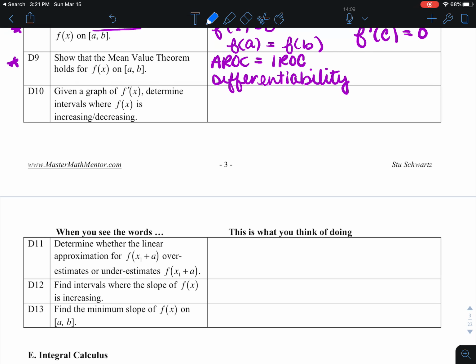Given a graph of f prime, determine intervals where f of x is increasing or decreasing. So again, you're just going to make a sign chart, right? So if they give you the graph of f prime of x, just look for where f prime of x equals 0 and make your sign chart. That's pretty straightforward. I feel like that should have been higher up on this paper.